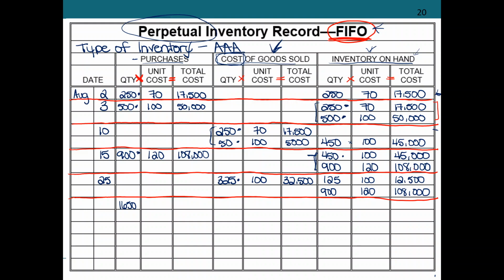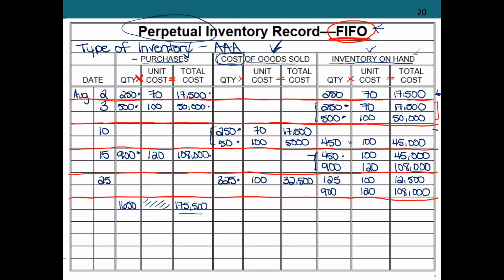Now, when it comes to the unit cost, since they're different every time, it doesn't make sense to add them. You don't need anything in this column, so we're only looking at quantity and total cost. To get our total cost of purchases in the month, add the 1750 plus 50,000 plus 108, and if we add those up, we get 175,500. You need to do this work, but the question might ask you what the total purchases in the month were, so you find that here.